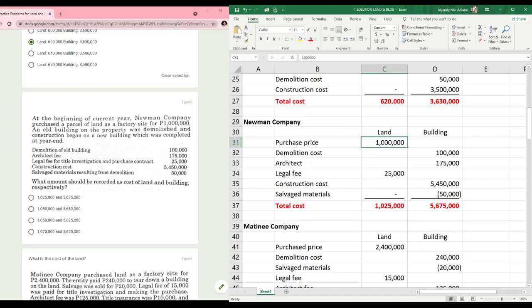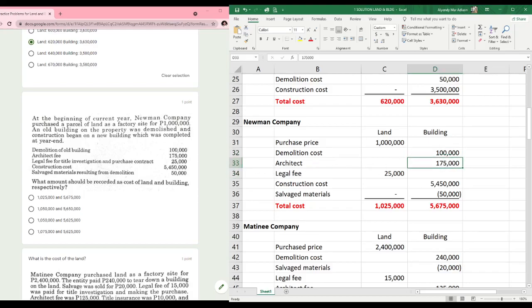Again, the cost of the demolition will be accounted either under the land or building depending on the purpose. Now, in this case, an old building was demolished and construction began on the new building which was completed at year end. So it is clear in this problem that there was demolition and there was construction, so therefore the demolition is for the construction of the building, so we account it under the building. Next, the architect fee. For the architect fee, of course, that is for the building.